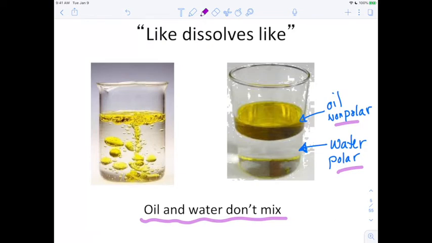It's kind of a weird thing. I know it's sad. It's like water is bullying the oil, being like, no, you can't play with us. Go away. And eventually it goes up to the top. Very sad.